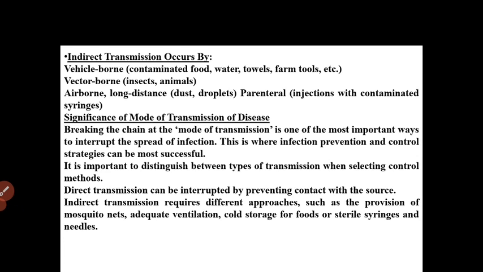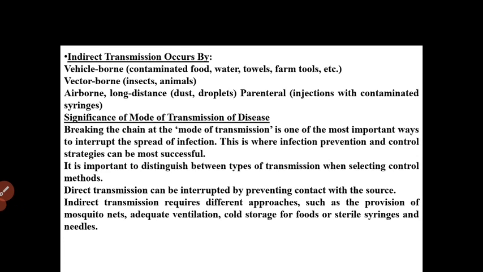Now next, significance of mode of transmission. Because of understanding the mode of transmission, you can break the chain at the most important ways to interrupt the spread of infection, right? Now, this is where infection prevention and control strategies can be most successful. Once you know the mode of transmission, you can take similar precautions. Okay? It is important to distinguish between types of transmission when selecting control methods.